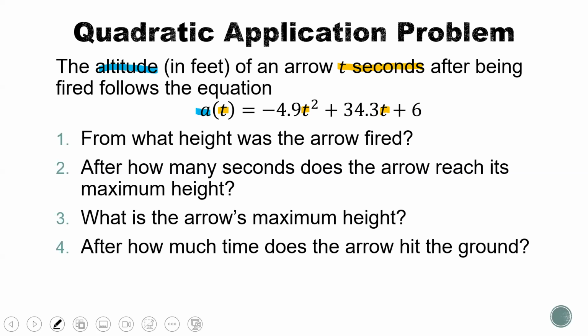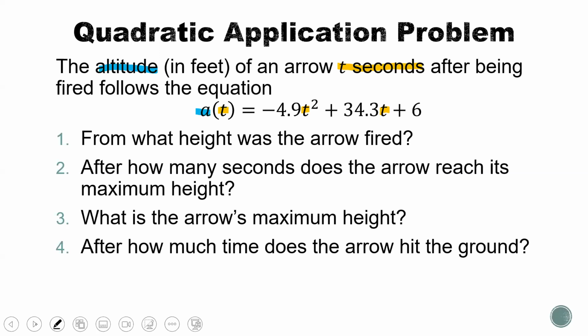Okay, and then you'll see here we are asked to calculate 4 different values related to this situation. So the first being from what height was the arrow fired, second being how many seconds does it take for the arrow to reach its maximum height, then what is that max height, and then finally how much time does it take for the arrow to hit the ground.